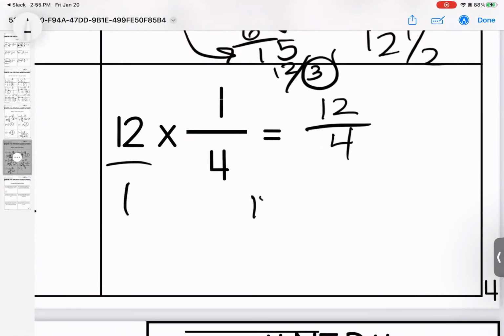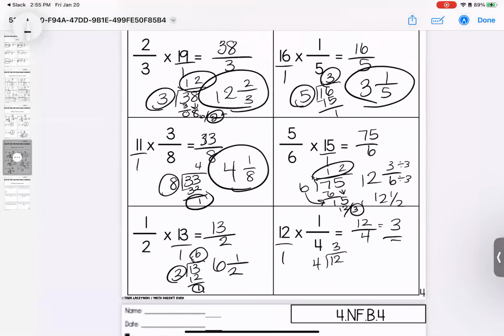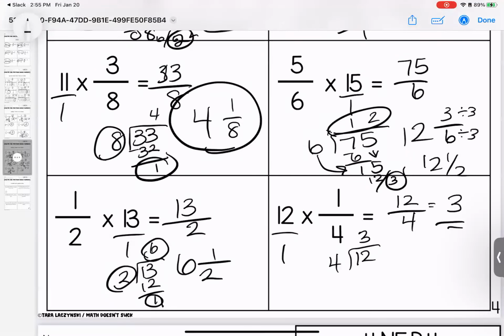1 times 4 is 4. Divide to simplify. 4 goes into 12 3 times. This is the same as whole number 3. Any questions on these? Bring them with you to class.